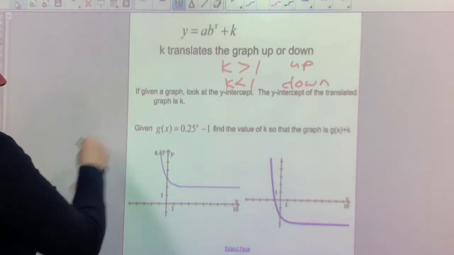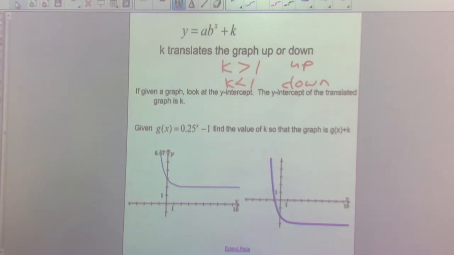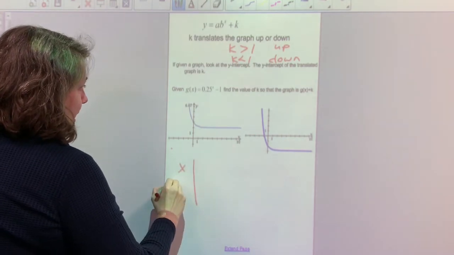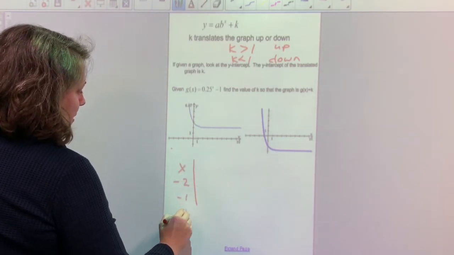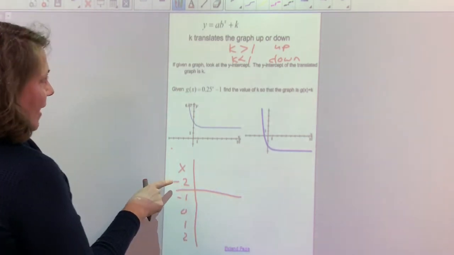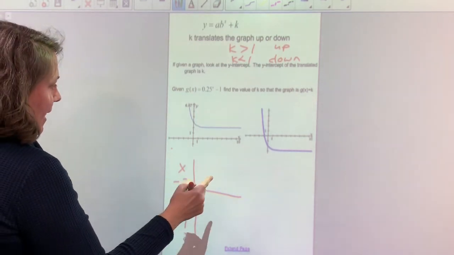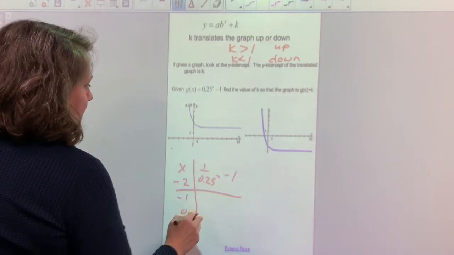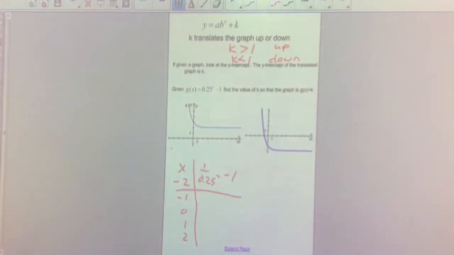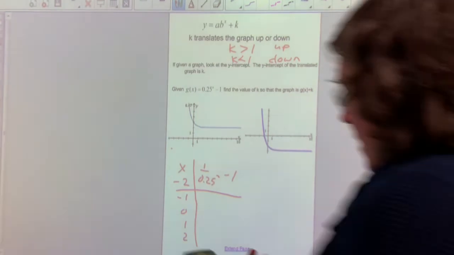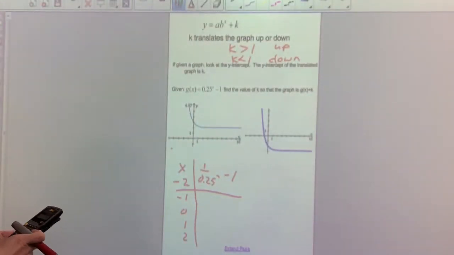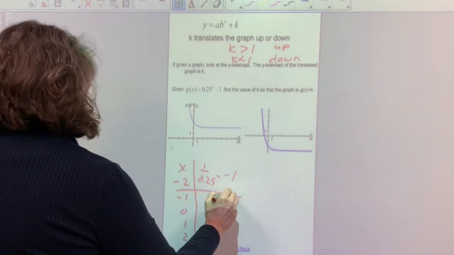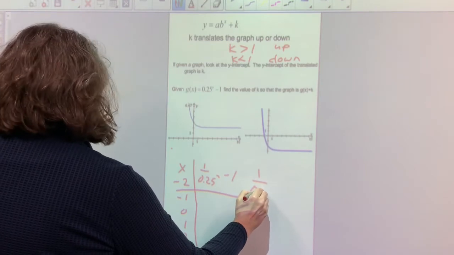All right. If given a graph, look at the y-intercept. The y-intercept of the translated graph is, so x is going to be -2, -1, 0, 1, 2. So if x is -2, I have 1 over 0.25 squared minus 1. And I need to get my calculator for that. 0.25 times 0.25 equals 0.0625. 1 divided by 0.0625.